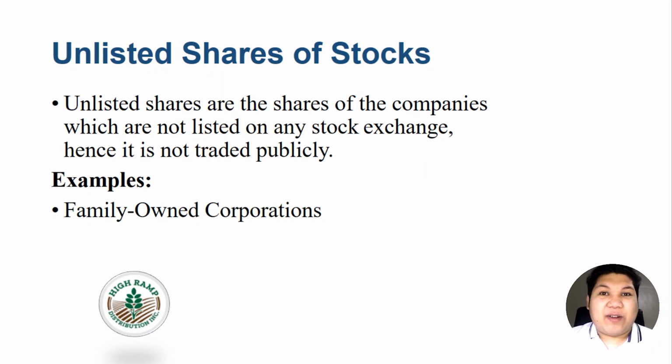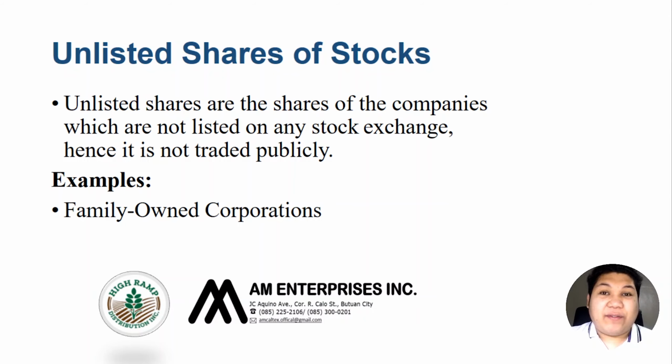Example, we have Hiramp Distribution. This is where I work. Hiramp is a distribution business focused on BMEG products. We buy and sell, we distribute BMEG products like Integra and so on. And also we have AM Enterprises. These are the two companies where I work, and both are family-owned corporations. Hiramp is focused on distribution, while AM Enterprises is focused on the franchise of Caltex. Again, these are just some examples of family-owned corporations.